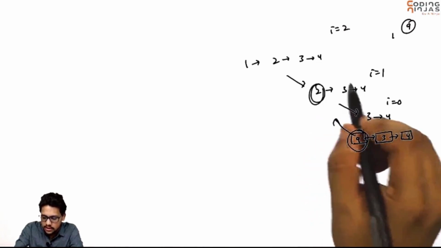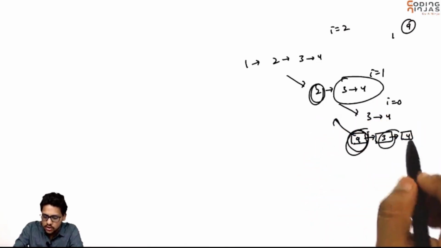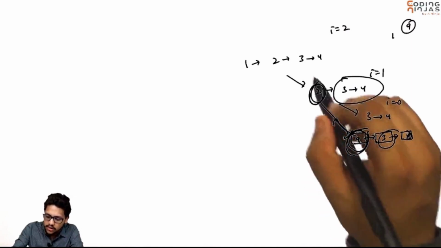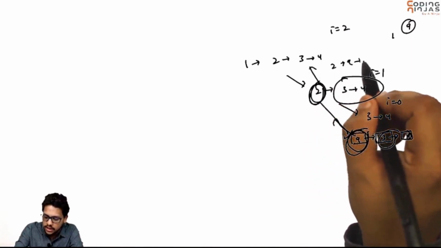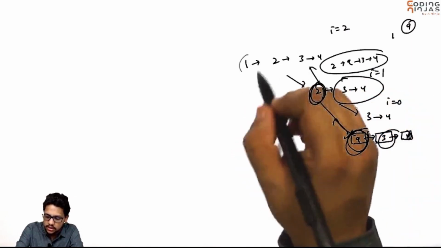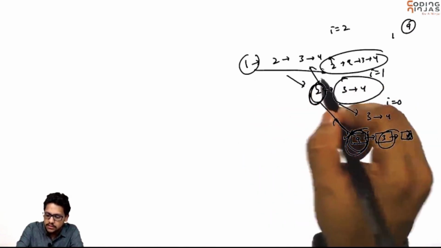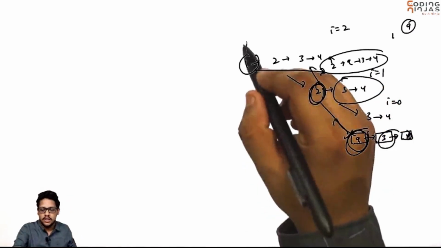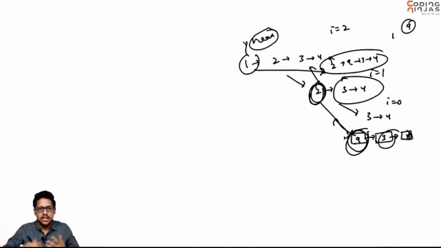2 will get the answer from this as 9, 3, 4. You will make 2's next to be 9. You will return 2, 9, 3, 4 to this, and after that you will get 2 from here. You will make 1, 2, 9, 3, 4, and you will return this as your new head, and this has been done. Okay, this is the approach we are following.